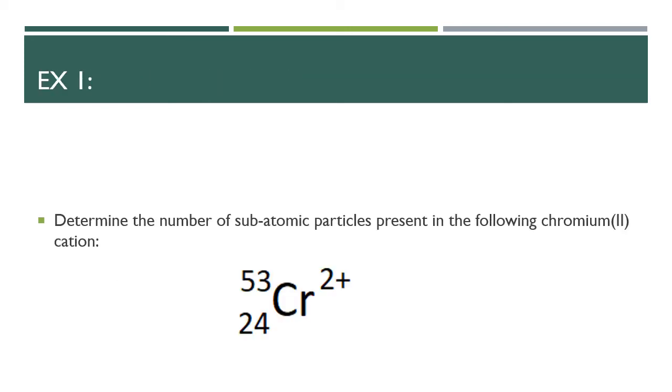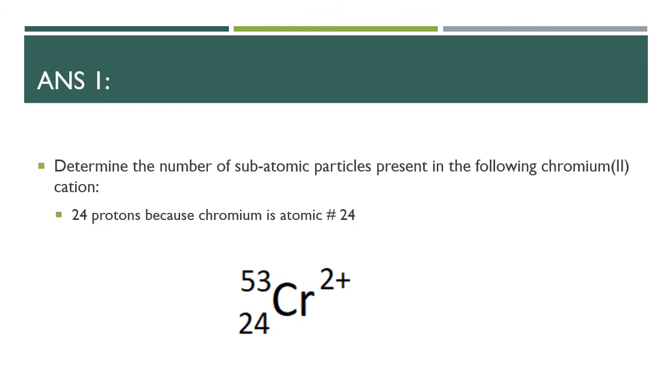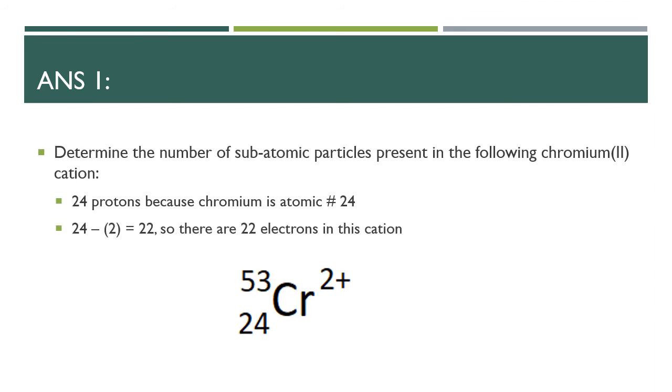Let's do another example, starting from the top. Determine the number of subatomic particles present in the following chromium-2 cation. So we have here the symbol for the chromium-2 cation. Let's first determine number of protons. Protons is equal to atomic number, so there are 24 protons in this chromium atom. The next thing that we should determine is the number of electrons. So we take the atomic number, 24, subtract the charge, which in this case is +2, and we get 22. There will be 22 electrons in the chromium-2 cation.